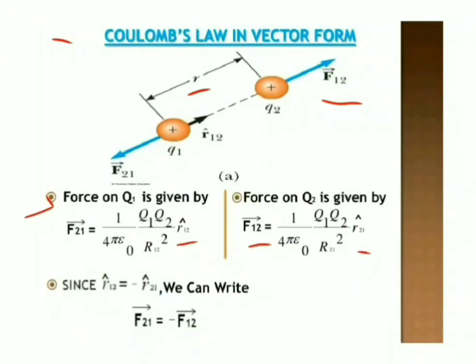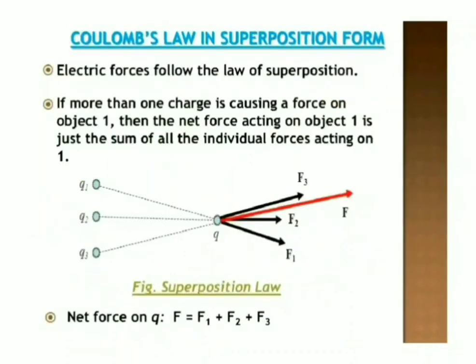Now since we already know that R12 cap is equal to minus R21 cap, by applying this condition we can easily write that F21 is equal to the negative of the F12 vector. Okay, so this is Coulomb's law in vector form. I hope this point is clear to all of you.